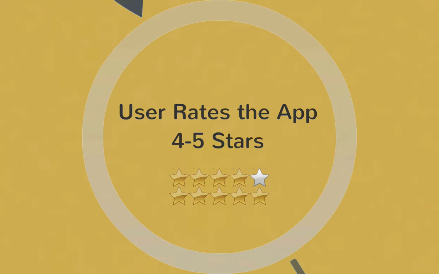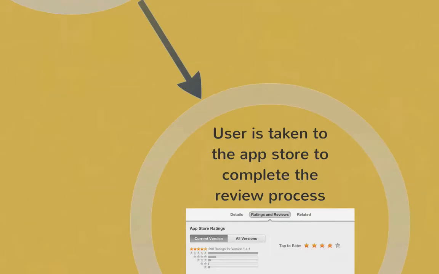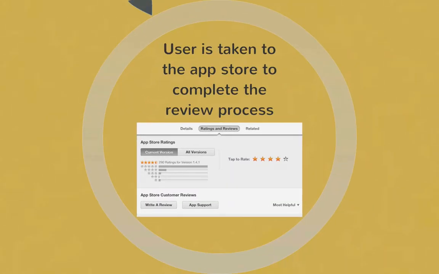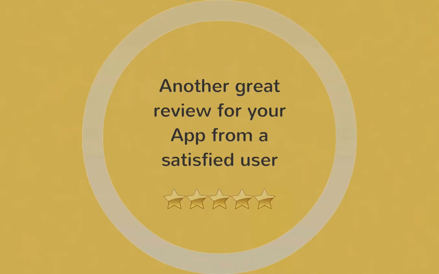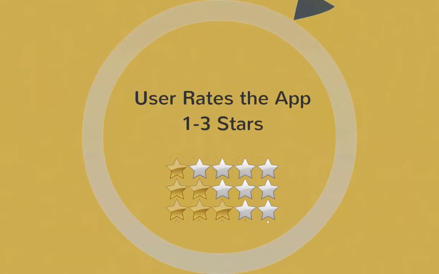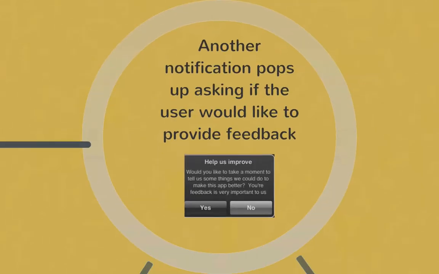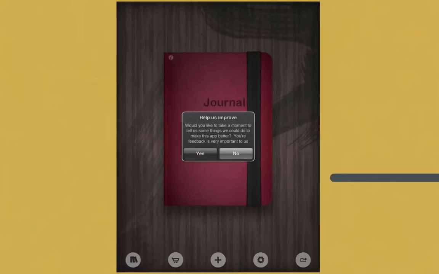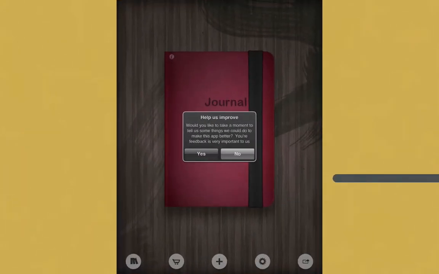So let's say the user rates the app 4 to 5 stars. The user is then taken to the App Store to complete the review process. And you've got another great review for your app from a satisfied user. Let's say the user rates the app 1 to 3 stars. Well, then another notification is going to pop up asking if the user would like to provide feedback. And here's a closer view of that as well.